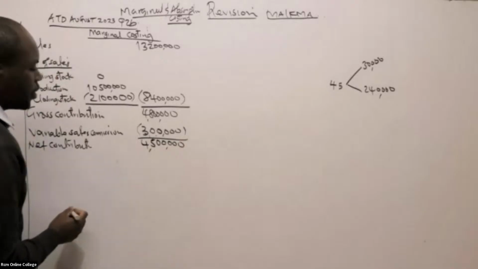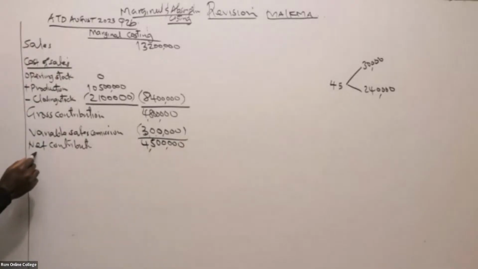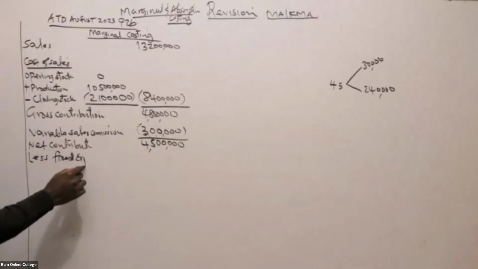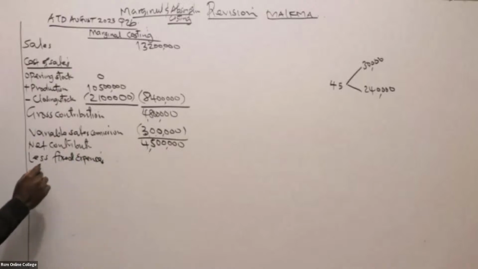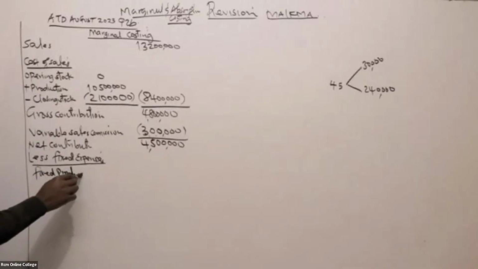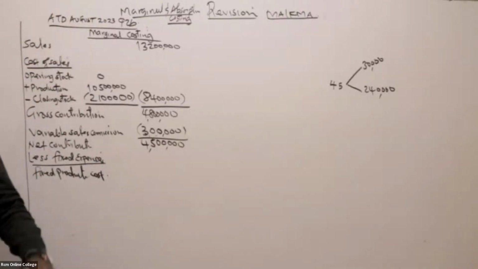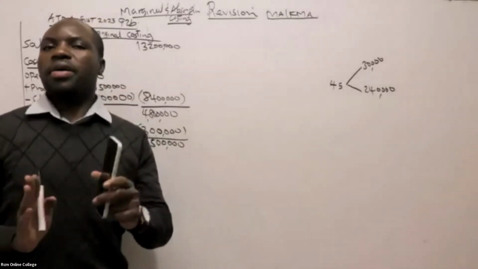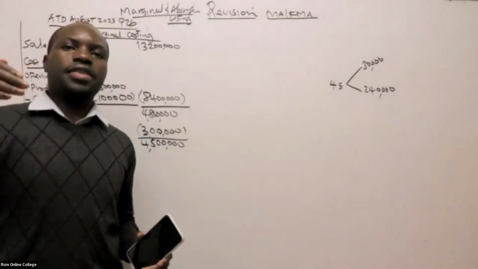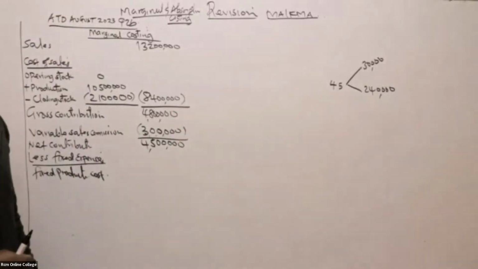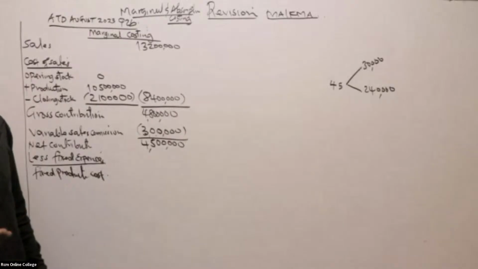4,500,000. Now from this, we can less all the fixed expenses. So less fixed expenses. Now, one of the fixed expenses is the fixed production costs. In the marginal costing system, the fixed production cost do not form part of the product cost, but it is expensed in the income statement under expenses. It is written off as an expense in the income statement.